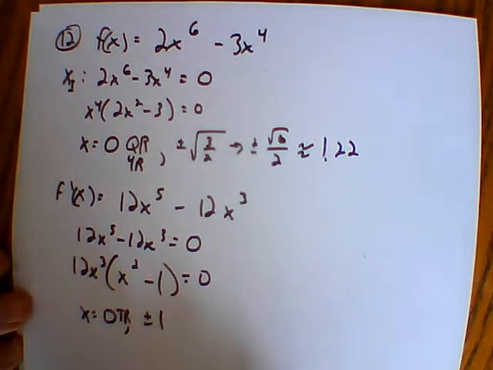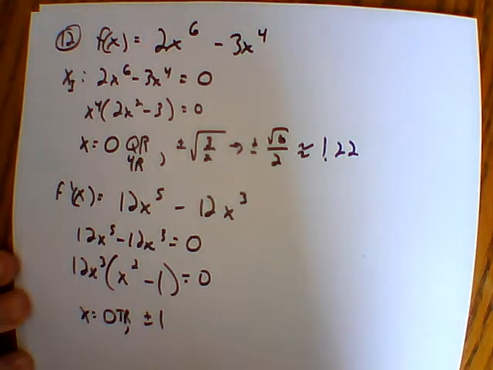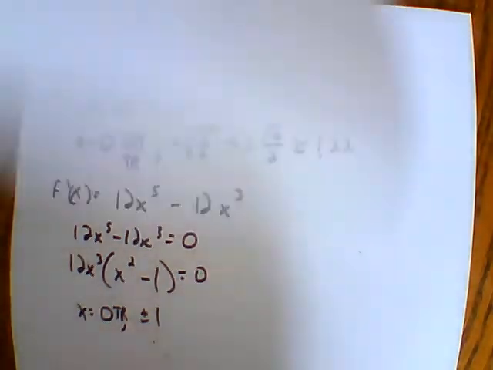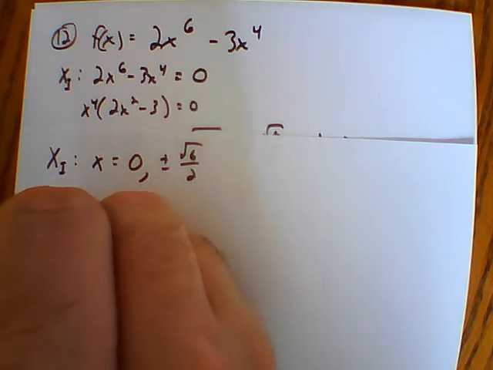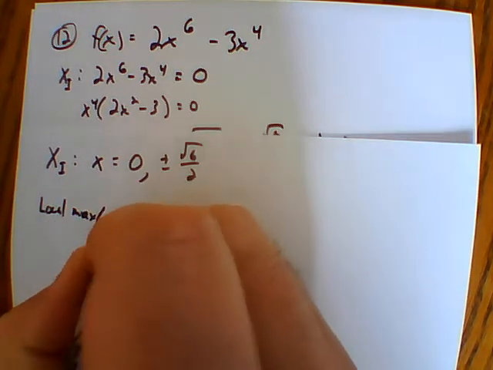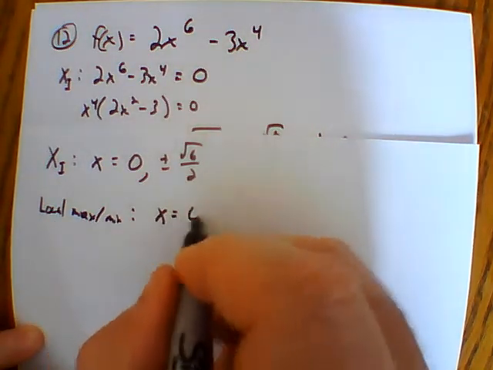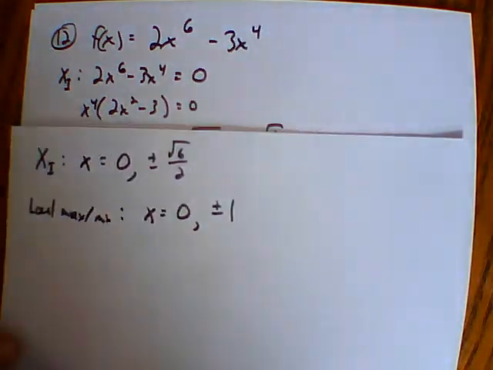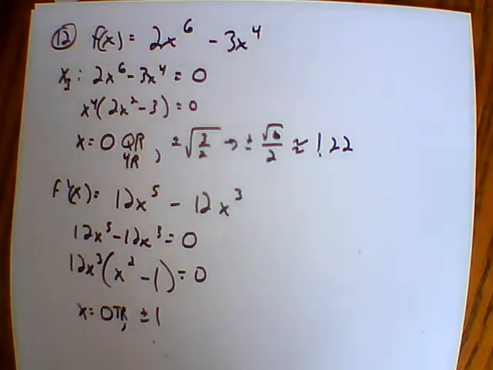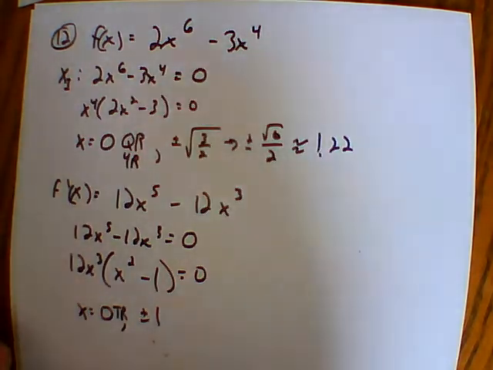So we start listing our maxima and minima as we consider what's happening here. Local max slash min: x equals 0, and then plus or minus 1. Once again, these are some values that we will be considering as we keep going through.